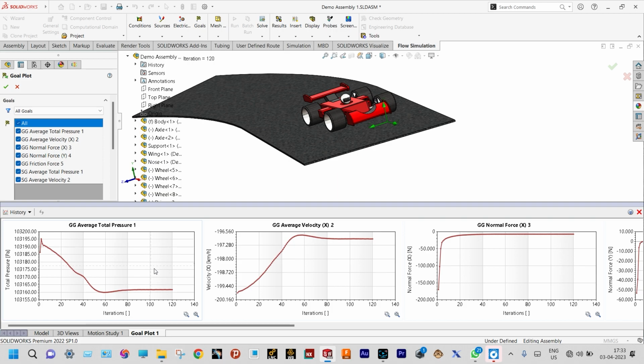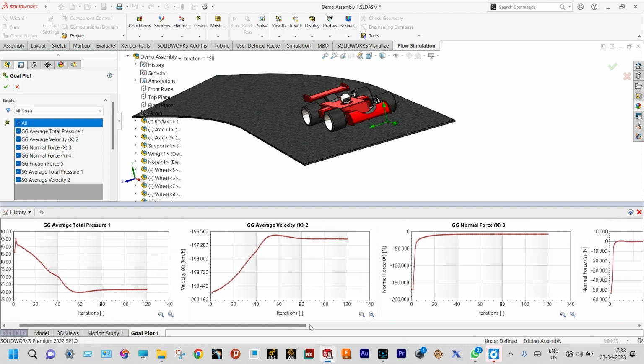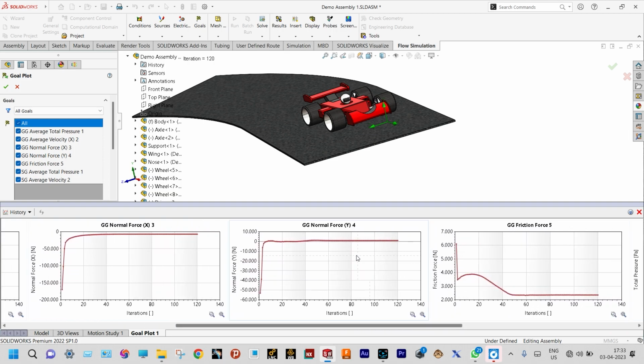First one is average total pressure. It is 103,161.766 Pascal after 120 iterations. Second one is average velocity. You can see it is minus 196.94 kilometers per hour. And third one is normal force along X. It is minus 7.3 Newton. Then fourth one, you can see, is normal force along Y.